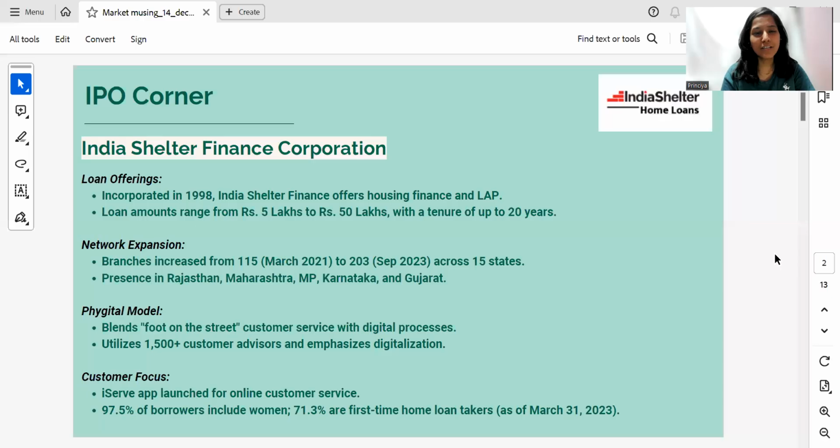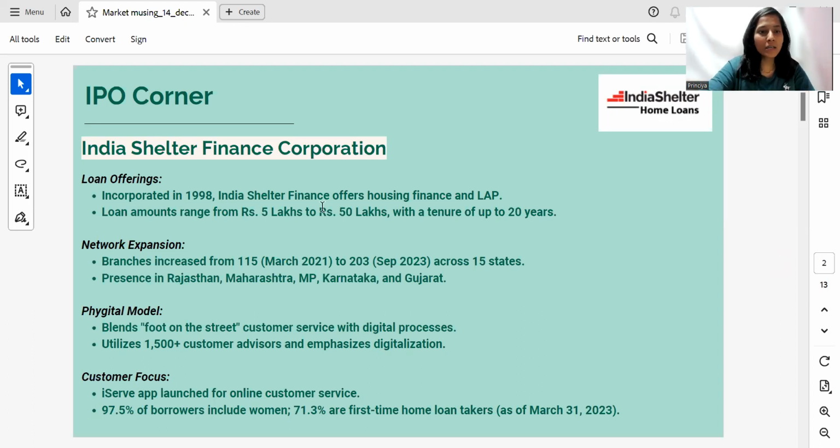Now let's get started. The first company that we are going to discuss is India Shelter Finance Corporation. This company was incorporated in 1998, and previously it was known as Satya Prakash Housing Finance India Limited. It is engaged in the business of housing finance. The company provides loans for house construction, extension, renovation and purchase of new homes or plots. The company also offers loans against property.